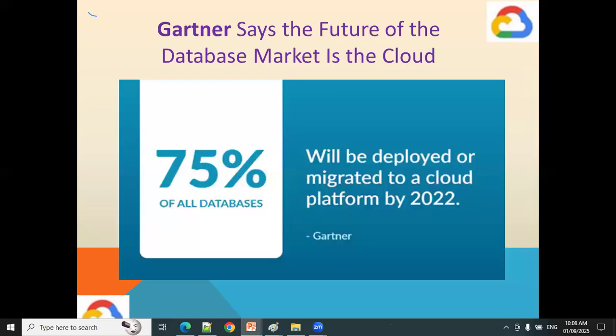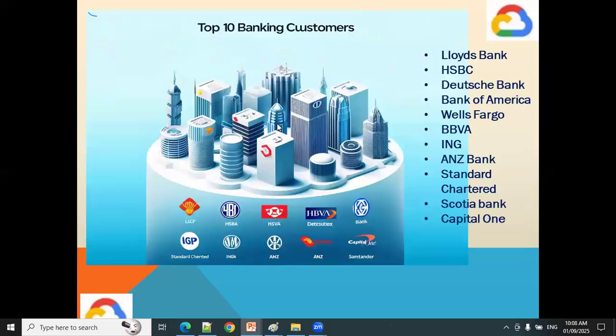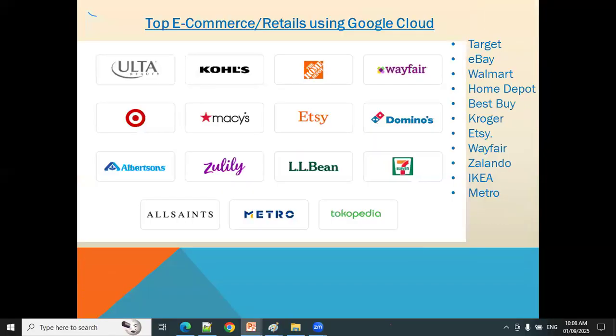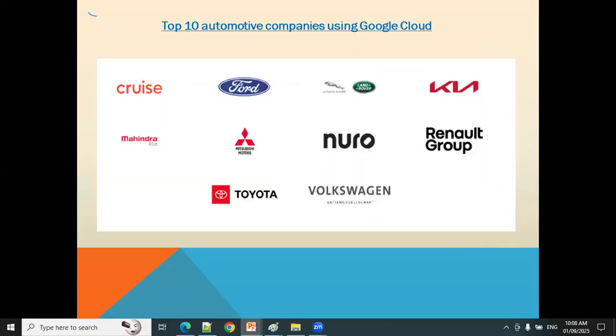Okay, why Google Cloud? I don't want to explain again. Top companies in social media are using Google Cloud. The entire banking industry is with Google Cloud. In e-commerce, 4 of the top 5 companies are with Google Cloud. In healthcare, the entire healthcare is moving to Google Cloud. You can do the research. Maybe if you have any person working in data engineering, please check with them, maybe from USA or somewhere else. They can guide you properly. Even all automotive car companies are also using Google Cloud.